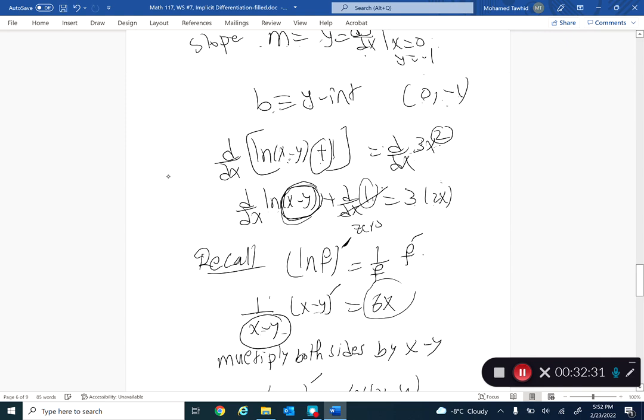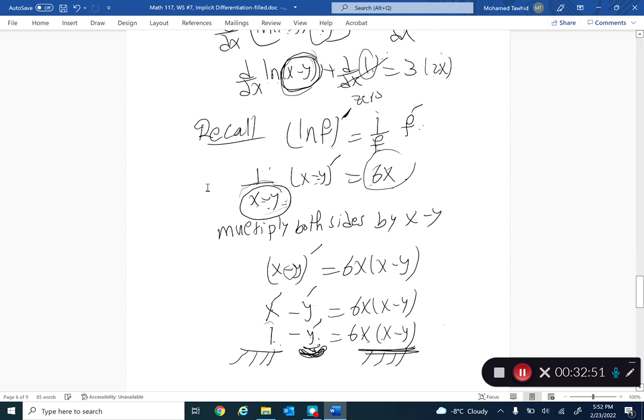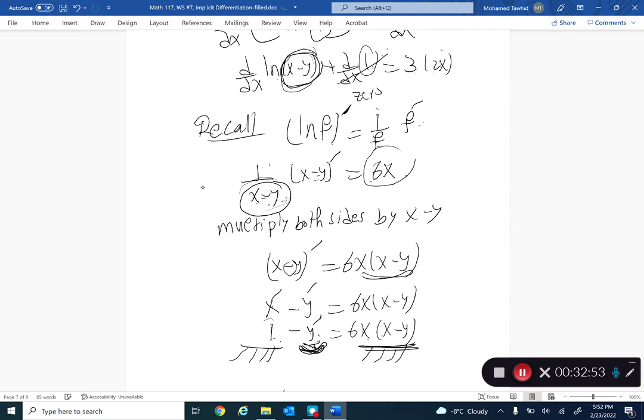The derivative of 1 is 0. Here you have 6x, and here ln f, it will be f prime over f, that is, 1 over f times f prime. What is your f? x minus y. So it will be 1 over (x minus y) times (x minus y) prime, equal to 6x. I simplify, get rid of this fraction, multiply both sides by x minus y. That's what I did. I got 6x multiplied by x minus y, and here I have x minus y prime. What do you have in the middle? Minus. Take the derivative term by term: x prime, which is 1, y prime, that is the one I need to find, and here we have no y prime.